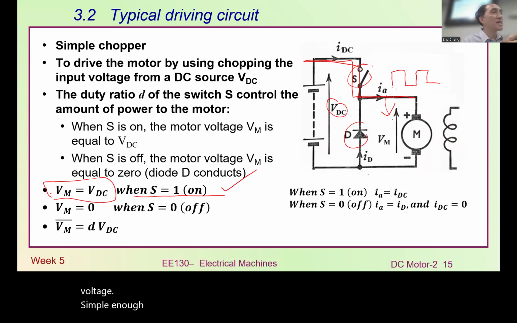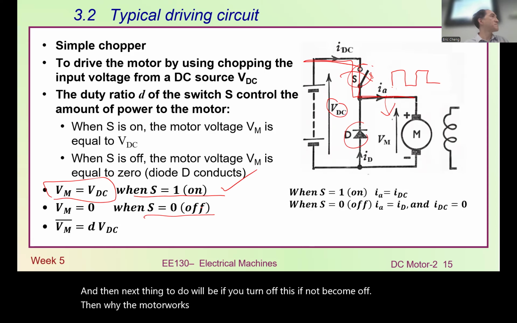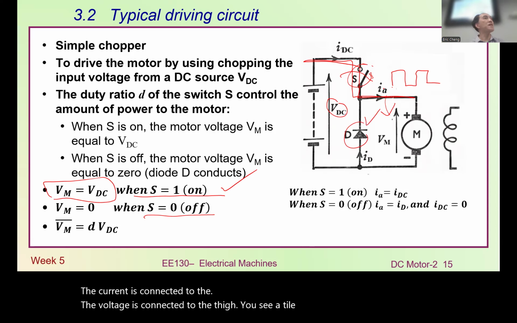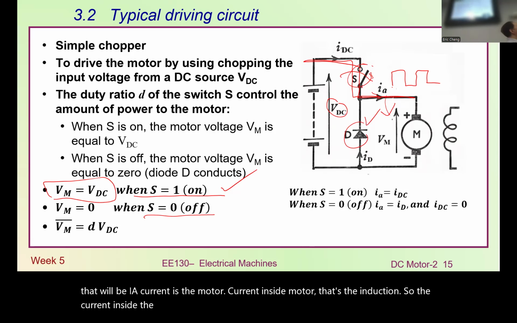Simple enough, right? The next thing: if you turn this off, then why does the motor voltage become 0? The key thing is you see a diode here. IA is the motor current. Inside the motor there's an inductor, so the current inside the motor cannot stop instantly, because the inductive current needs to continue to flow, because it has its own inertia.